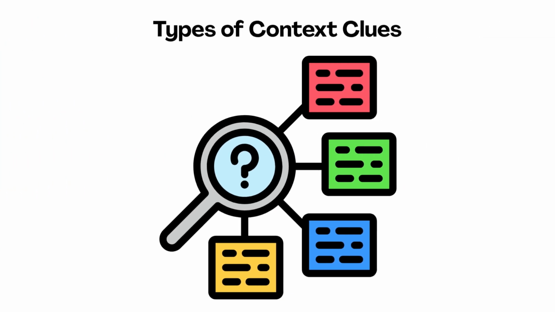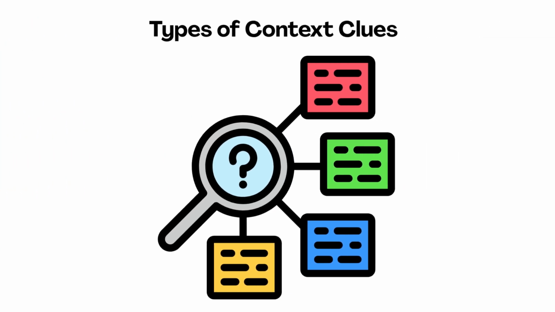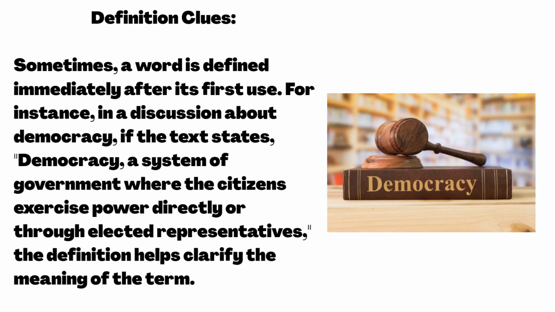Types of context clues. Definition clues. Sometimes, a word is defined immediately after its first use. For instance, in a discussion about democracy, if the text states, "Democracy, a system of government where the citizens exercise power directly or through elected representatives," the definition helps clarify the meaning of the term.